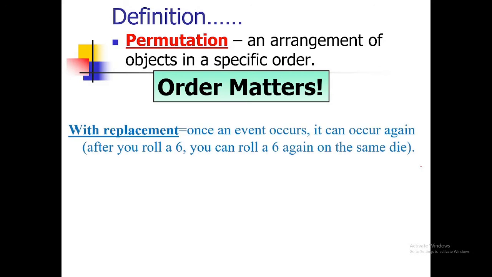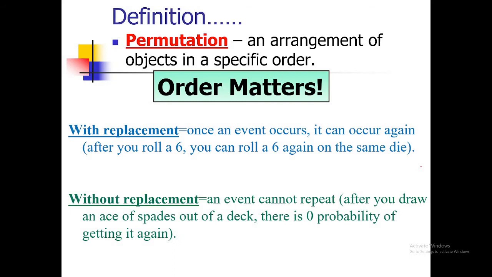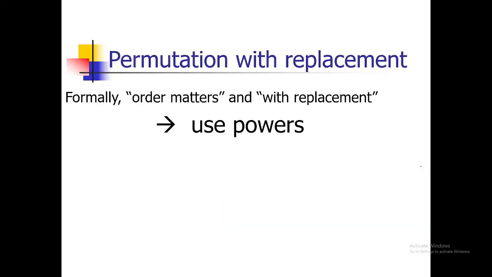With replacement, once an event occurs, it can occur again. For example, rolling a die is an event with replacement. Without replacement, an event cannot repeat. For example, if you're playing cards and you get an ace of hearts, you will not return the card. You will not be getting the card again. That is without replacement. Permutation with replacement, you simply make use of powers.